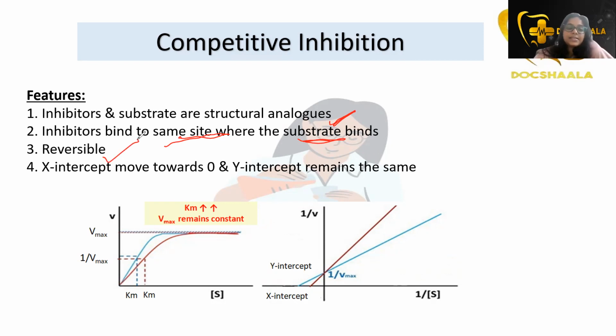Here the x-intercept moves towards the 0. As you can see in this graph, this is the x-intercept and this is the y-intercept. Here you can see that the x-intercept moves towards the 0, and the y-intercept remains constant.